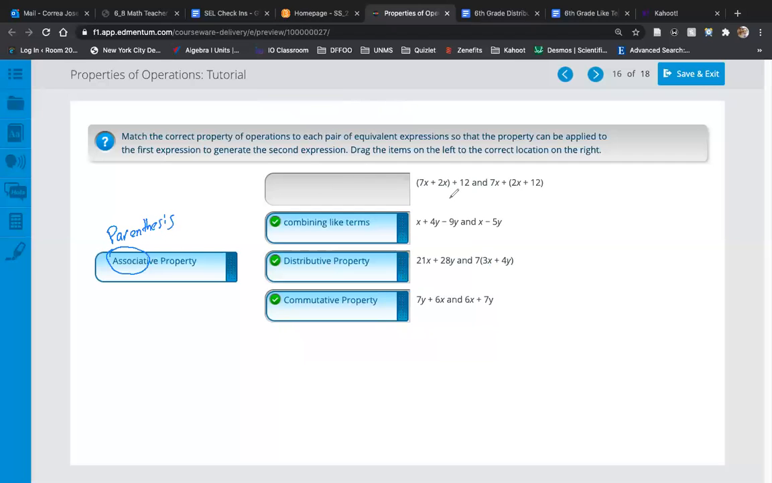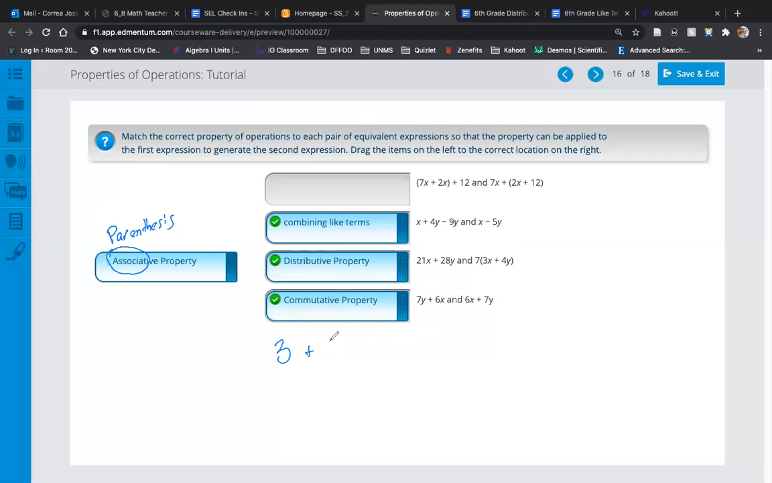So in this case over here, I have 7x plus 2x plus 12. So at first, the parentheses are around the 7x plus 2x. And then over here, I still have the same 3 terms. I have 7x plus 2x plus 12, but they shifted the parentheses from around the first 2 terms to around the second 2 terms, right? That's what this associative property means. So let me give you an example with just numbers.